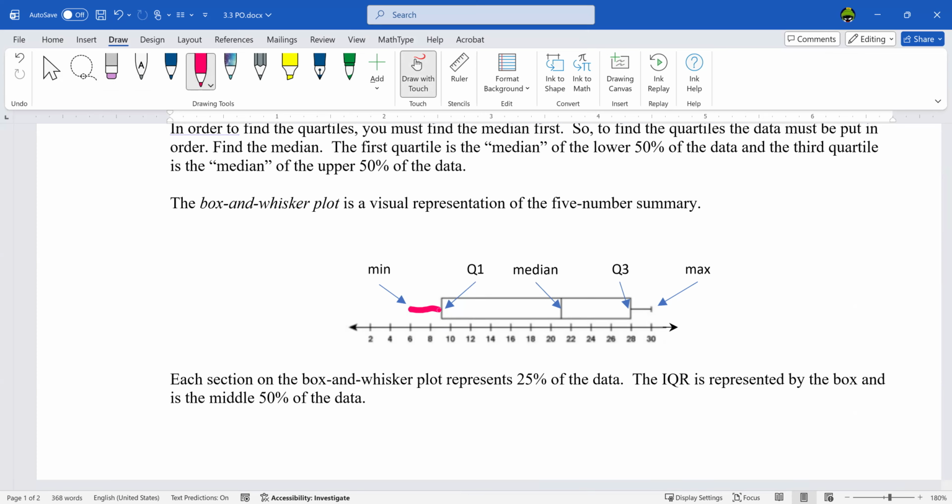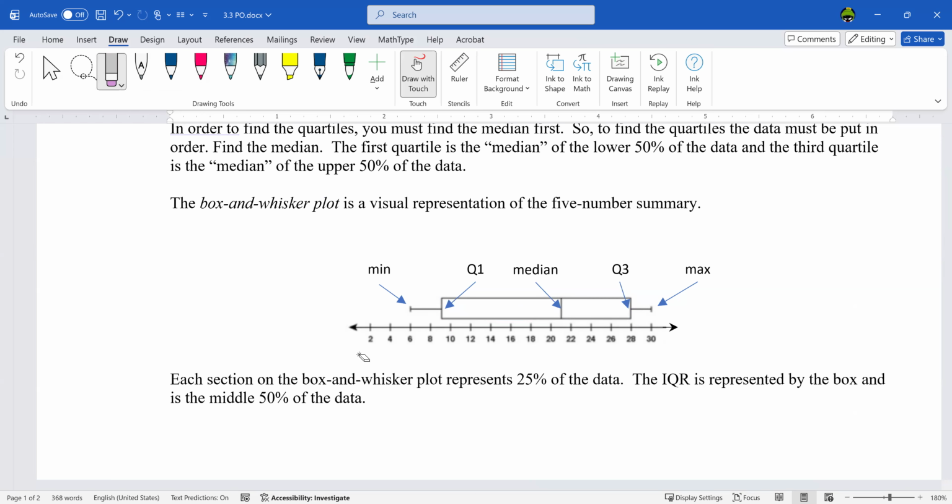This part is called the lower whisker. This part is called the upper whisker. Going from the minimum to Q1, that is the lower whisker; going from Q3 to the maximum, that is the upper whisker. And then, of course, the rectangle is your box. So if you make a rectangle between Q1 and Q3, that is your box. And then you draw a vertical line down through your median.